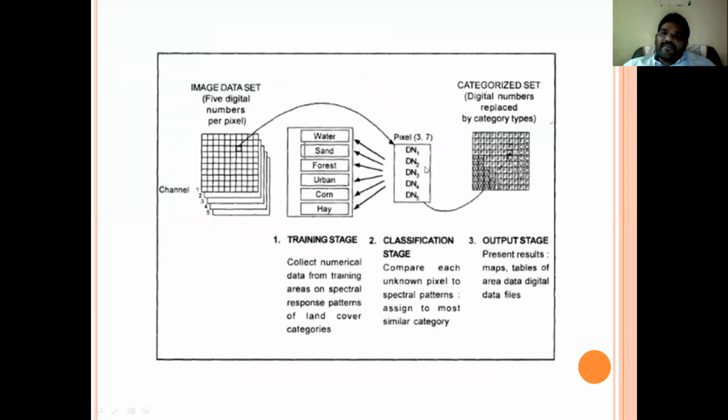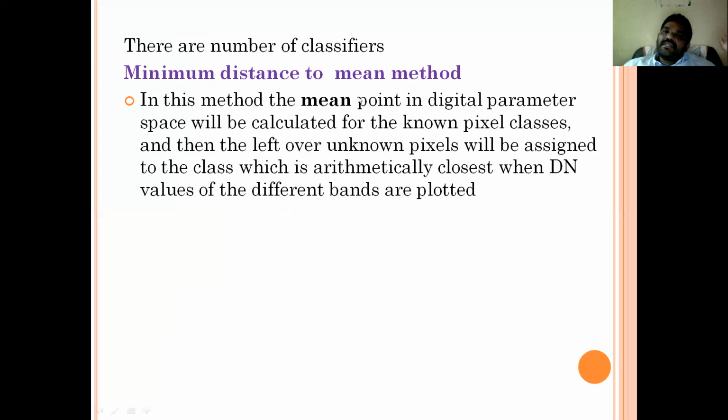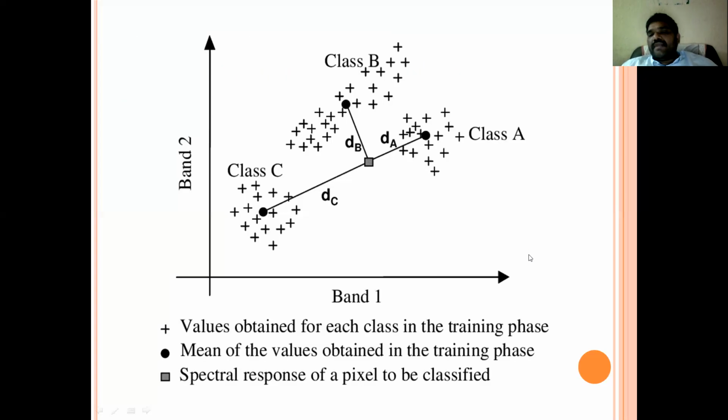Remember the first map we have seen here. If it is shortest to class B, vegetation, it is also named as vegetation V. If it is shortest to soil, it is also known as soil. Did you understand? Minimum distance to mean method. In this method, the mean point in digital parameter space will be calculated for the known pixel classes, and the leftover unknown pixel will be assigned to the class which is arithmetically closest when digital number values of different bands are plotted. Did you understand what I said here?